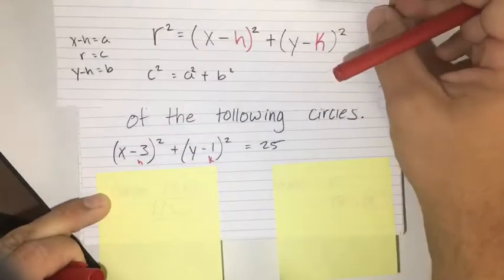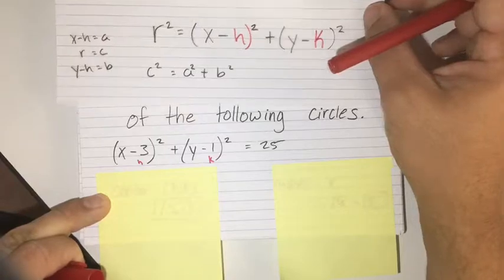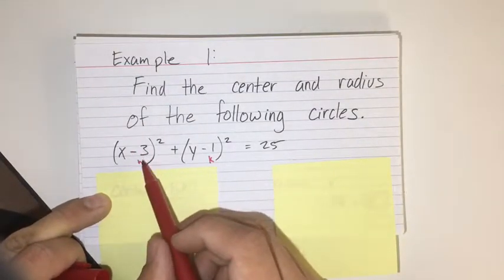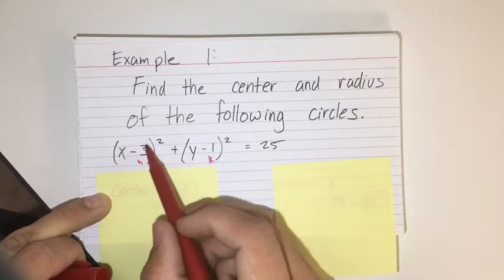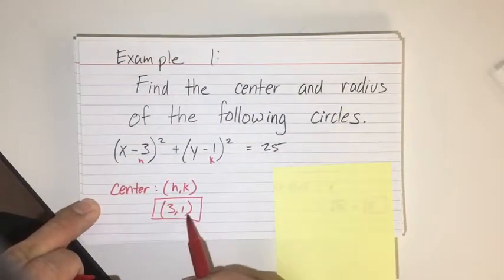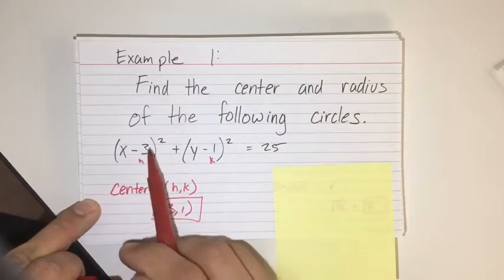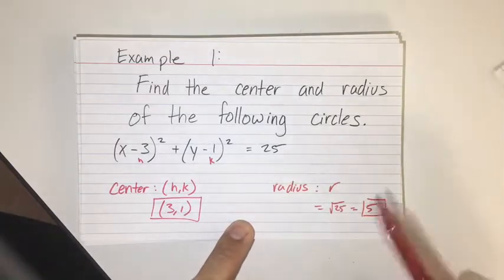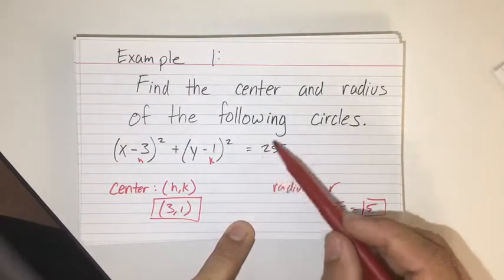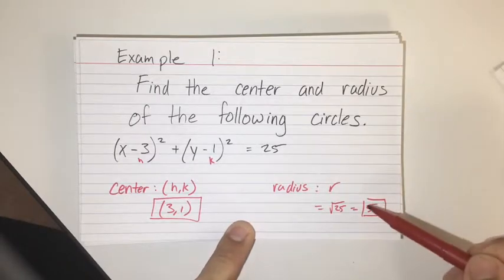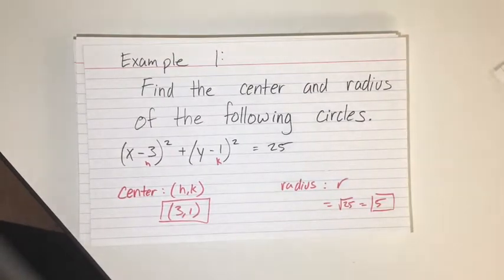So back to our original equation. And we're going to go the opposite sign. So if this is minus 3, we're just going to read whatever number this is. So our center is going to be at (3, 1). Remember, (3, 1). And our radius is just going to be the square root of this number, because this is r squared, which is going to end up being 5. It's pretty simple.